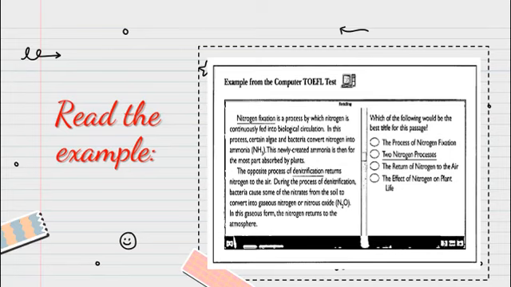Which of the following would be the best title for this passage? A. The process of nitrogen fixation. B. Two nitrogen processes. C. The return of nitrogen to the air. D. The effect of nitrogen on plant life.